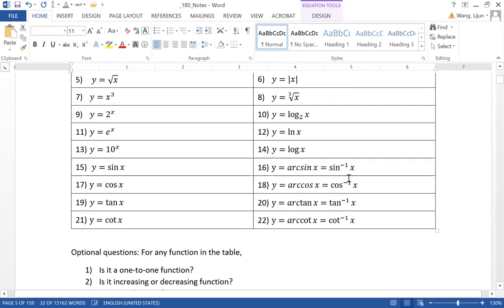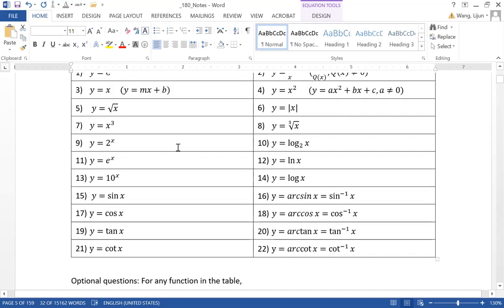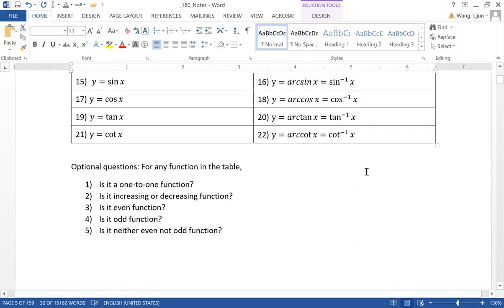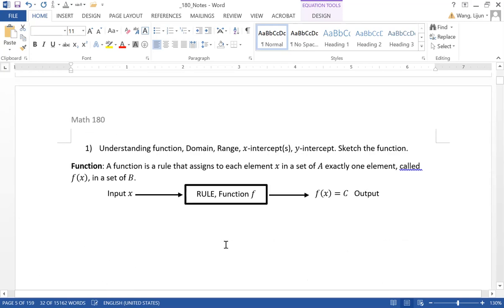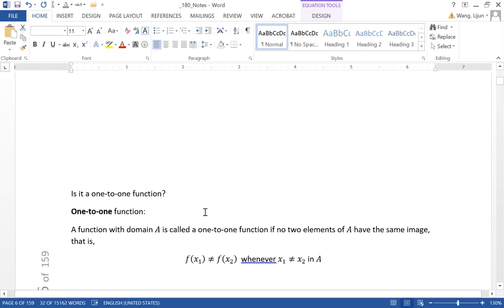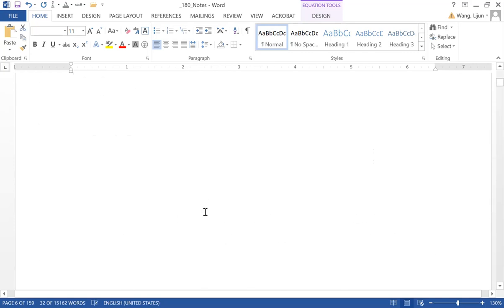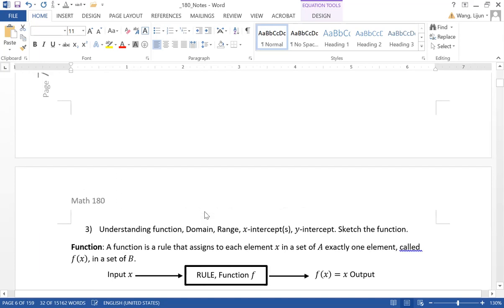But you're going to see these functions. And in fact, we've been studying these functions throughout the semester. And now you should be able to answer questions like, is it one-to-one? Is it increasing, decreasing, even, odd, or neither, and so on and so forth? In particular, this semester, I have changed my notes from last semester so that for each one of these functions, we have studied them in detail.